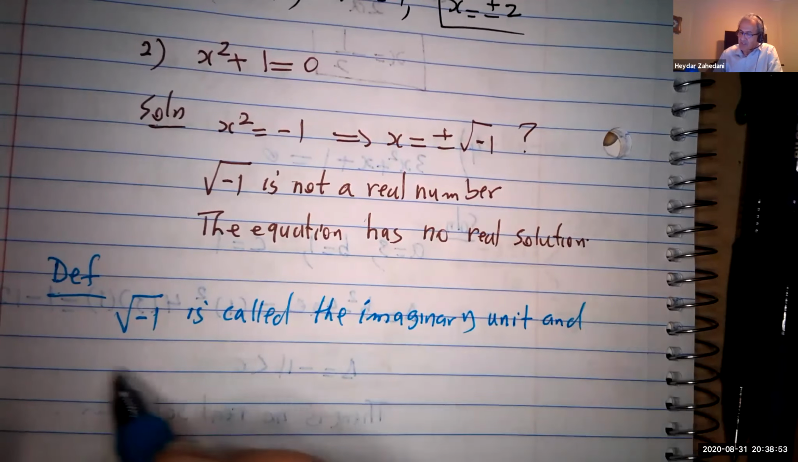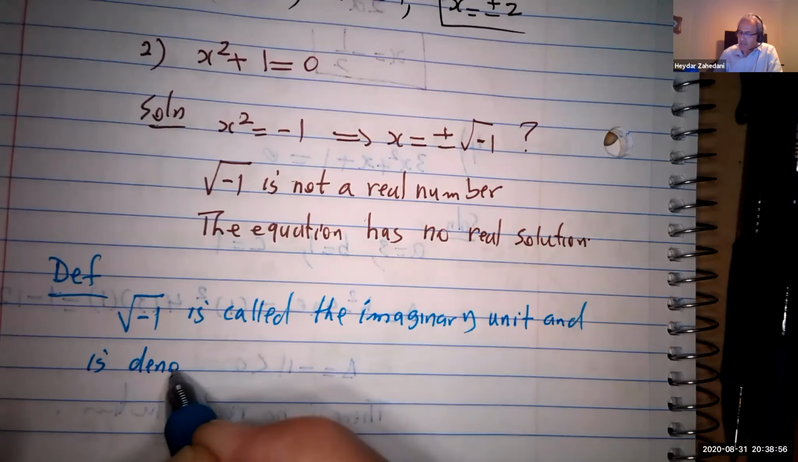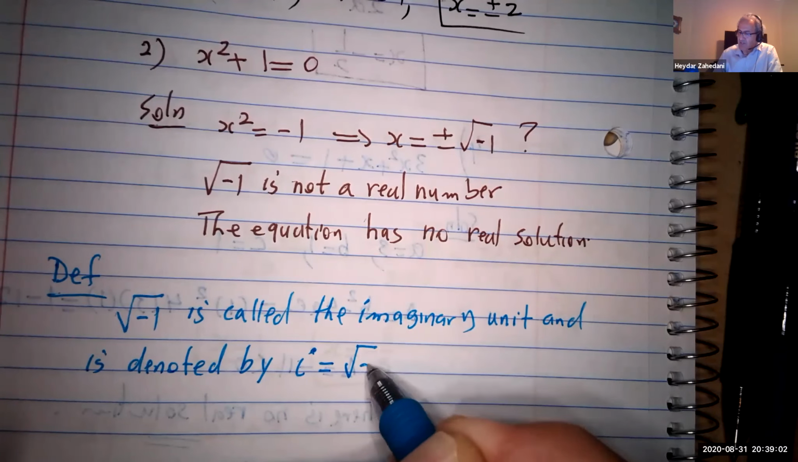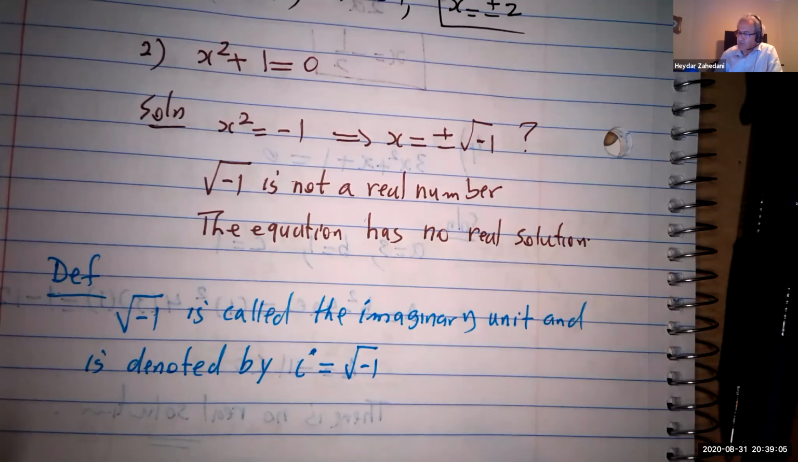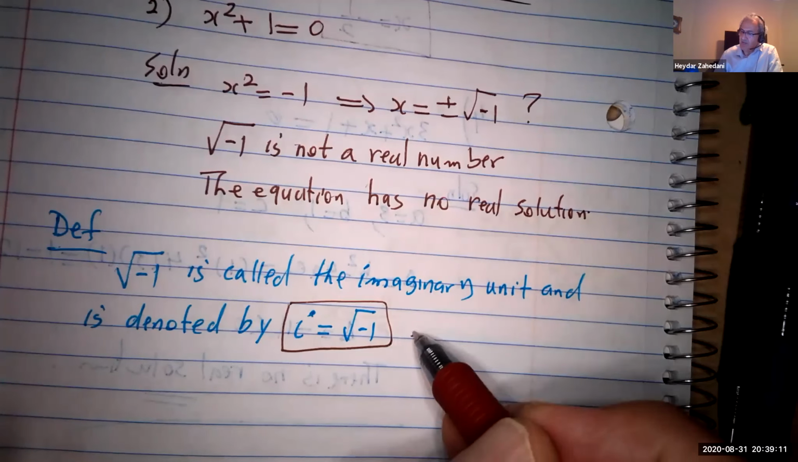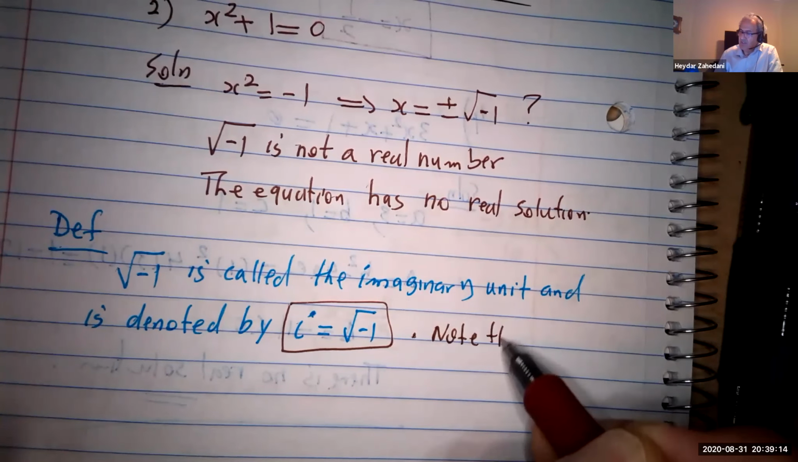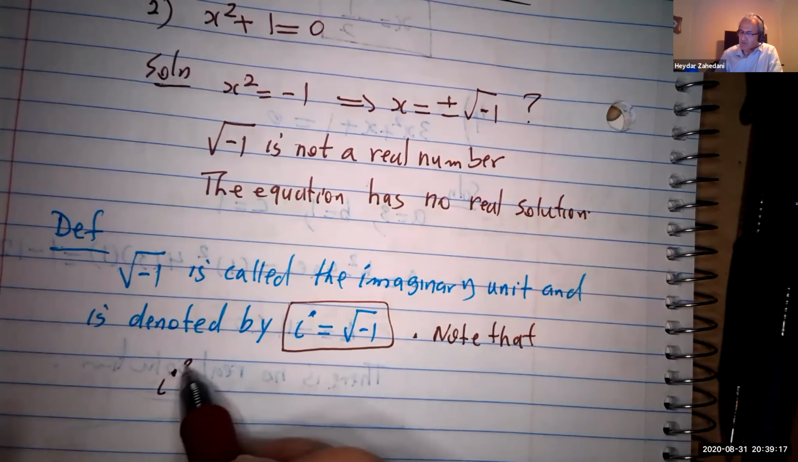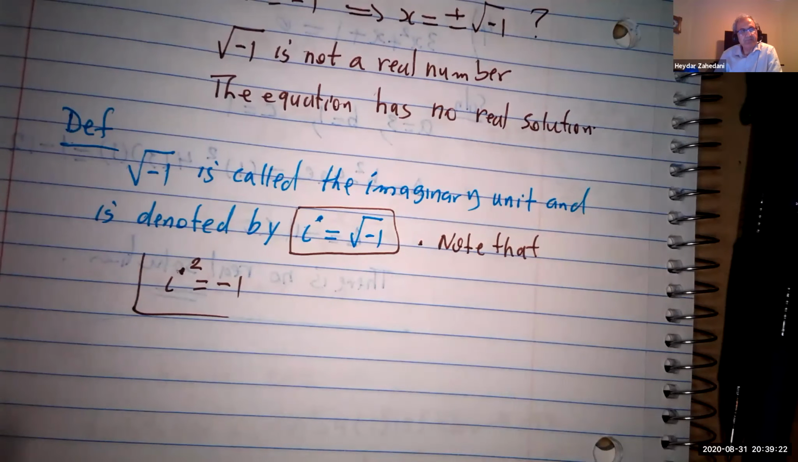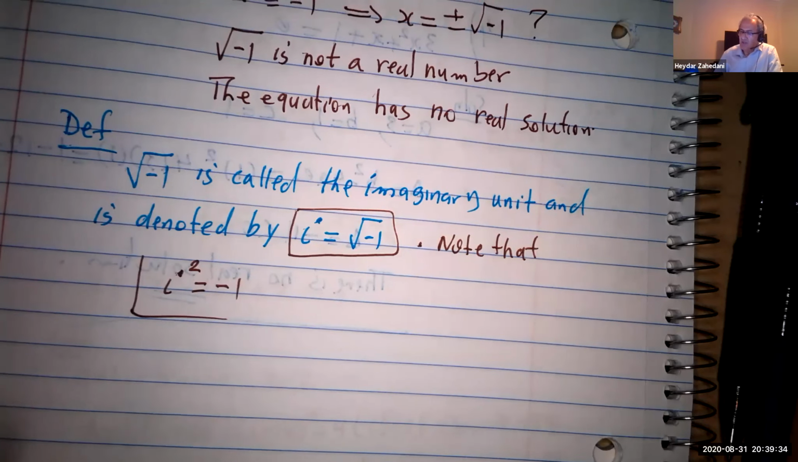It is denoted by i, equal to the radical negative 1. As soon as you have this, note that now i squared is equal to negative 1. So we create a new number, a new quantity, that satisfies the condition we are interested in: i squared equals negative 1.